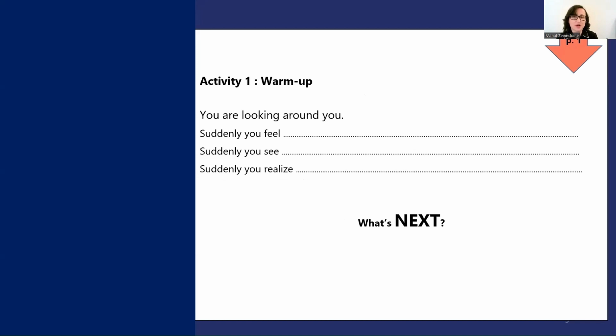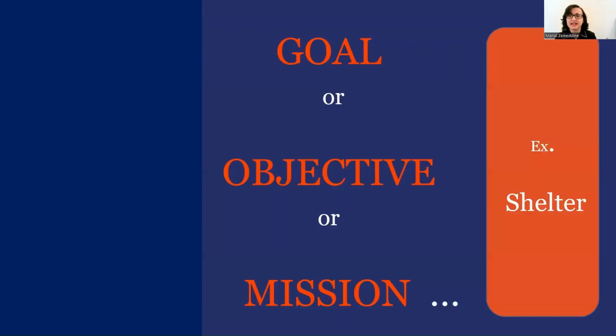And the first activity was a warm-up. To the attendees: you are looking around you, suddenly you feel, suddenly you see, and suddenly you realize what's next. So here, there is a goal now. There is an objective, there is a mission. The person knows where he's heading. Whether you are a professional in your workplace, or even a person in your personal life, you know now at this moment that this is my objective and this is where I am directing my efforts.